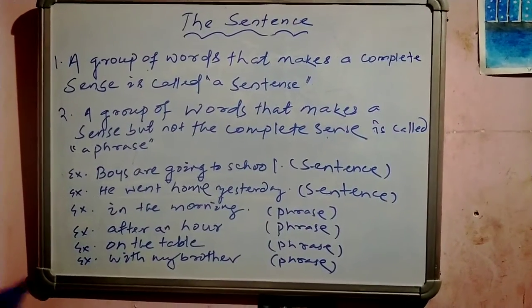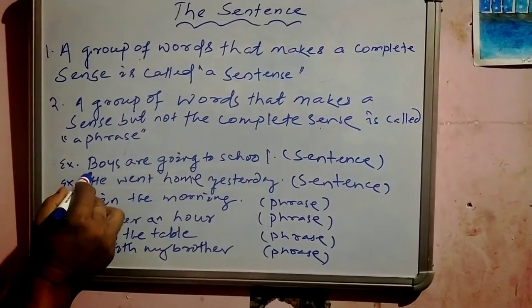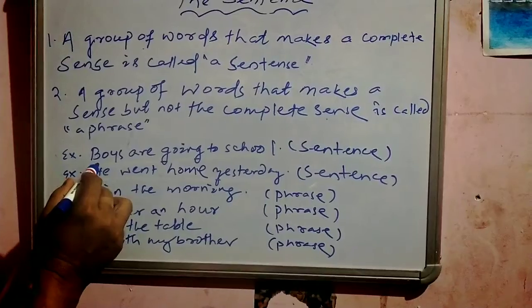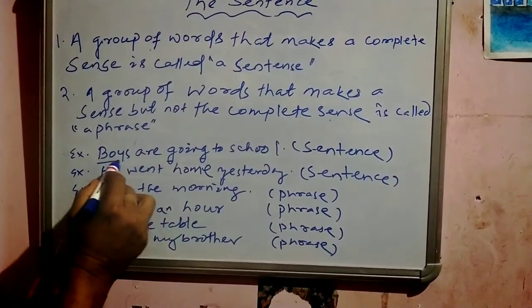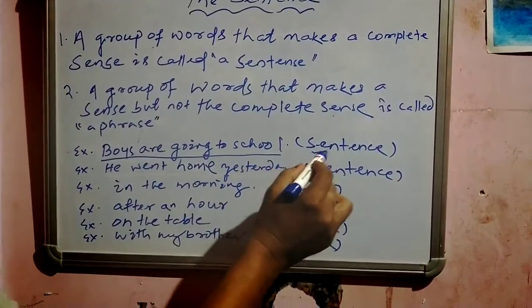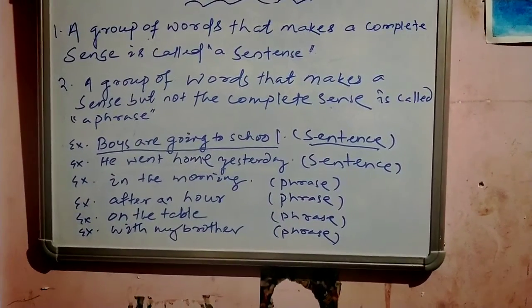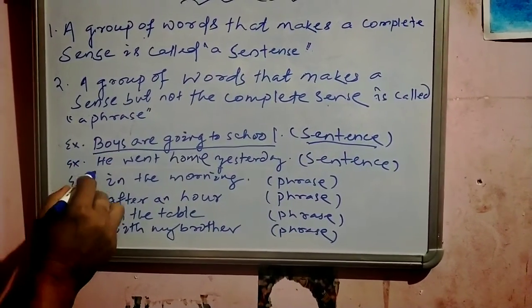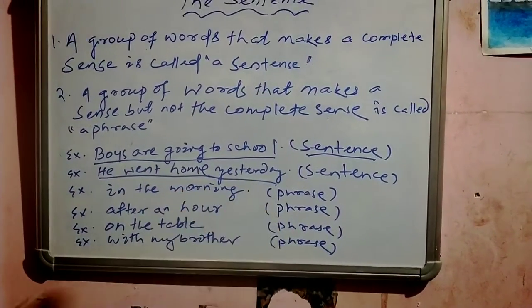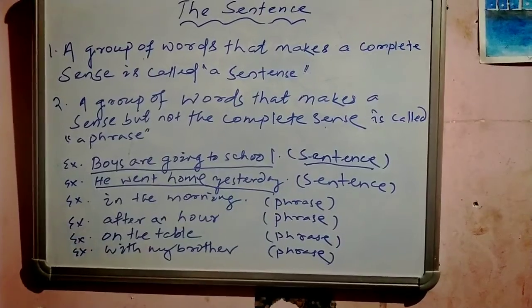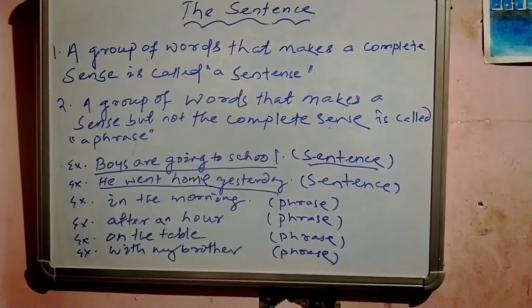First, you can see in the first example I have written here, because it is very much visible to you, "Boys are going to school." It is a sentence. Then next to it I have written, "He went to home yesterday," and it is also a sentence. Then how can we know that it is a sentence?